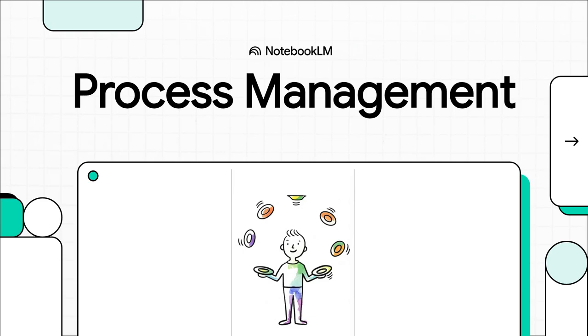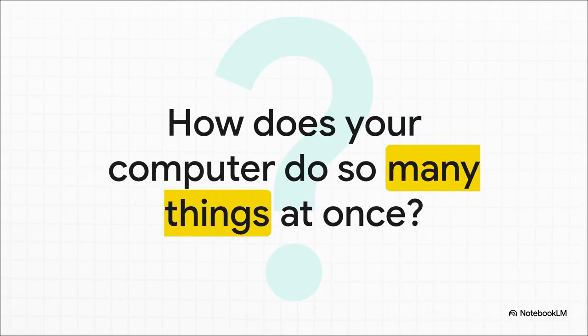Welcome to the Explainer. Today, we're pulling back the curtain on the invisible engine that powers your computer, process management. It's the secret sauce that lets your machine juggle a million tasks at once without completely falling apart. So let's just start with something you experience every single day.